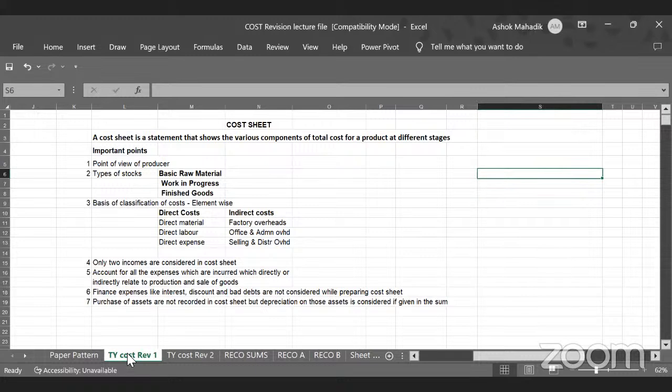So cost sheet. What is cost sheet? It's just a statement of all the cost. Well, first of all, tell me what is cost. Cost is nothing but amount spent on a product, on its production.